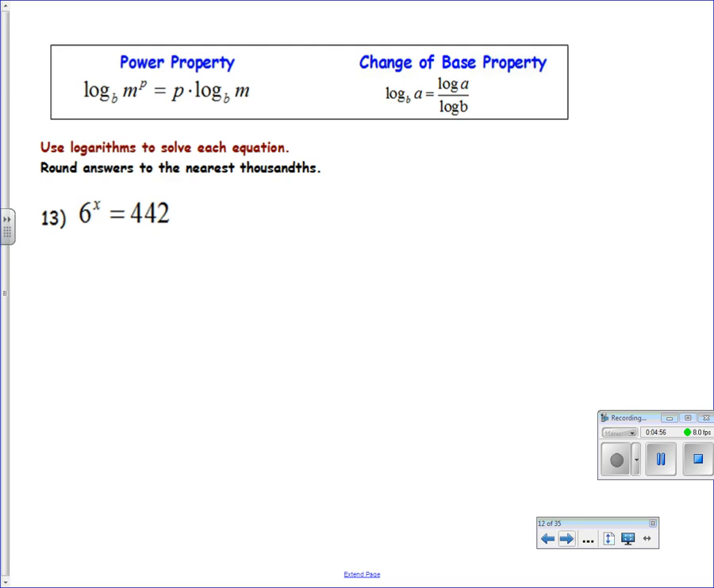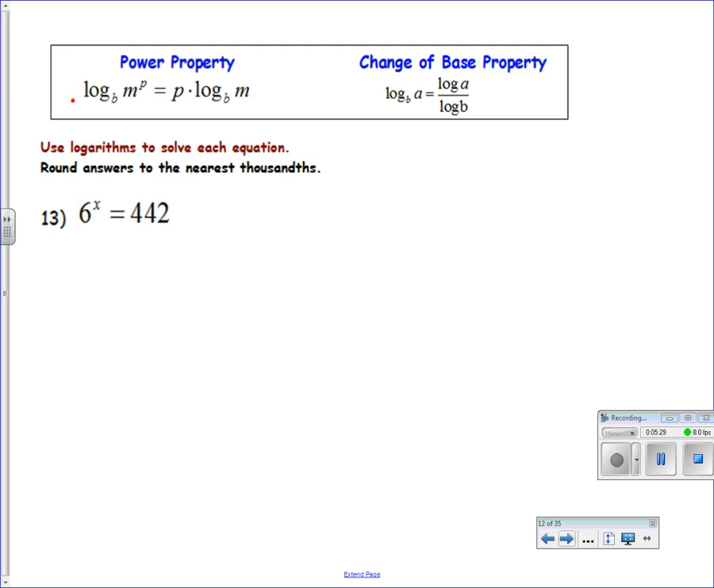So I've got 3 examples where I can't make them match. So 6 and 442 is not a power of 6. There's nothing I can do with that. So what we're going to be using is not necessarily the change of base property, but we're going to be using the power property in a little bit. The power property, by the way, is if I take a log to an exponent, if the number has an exponent on it, the exponent is actually going to go in front of the log. So that's using what we call the power property.